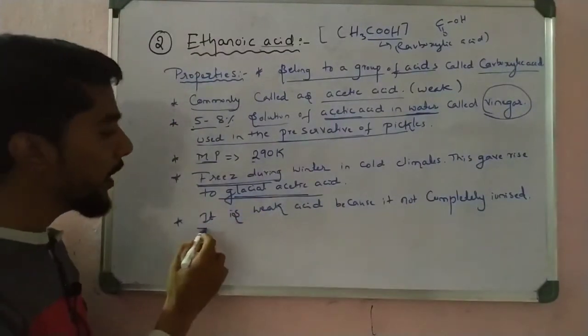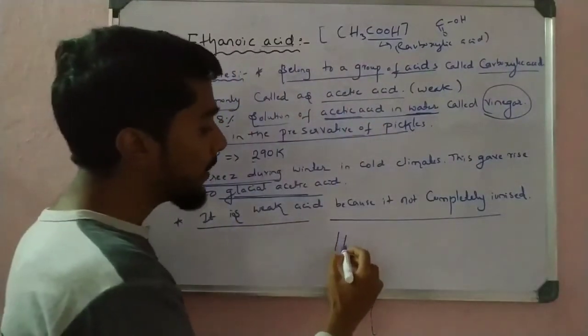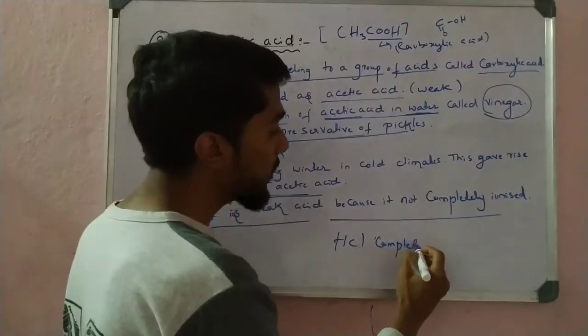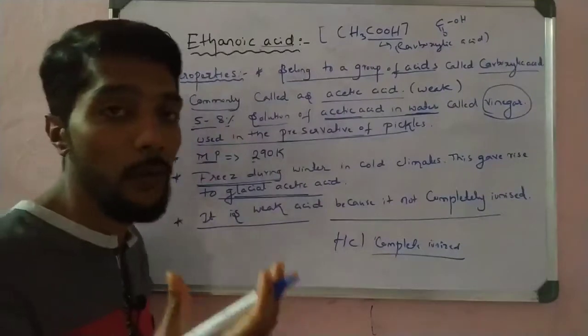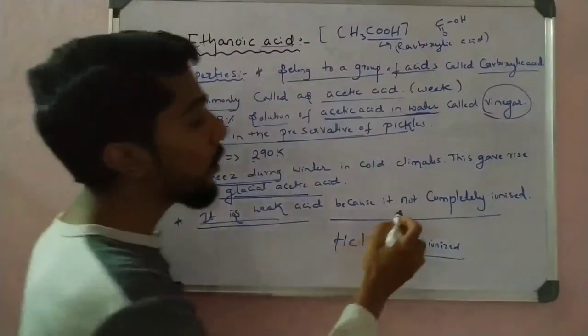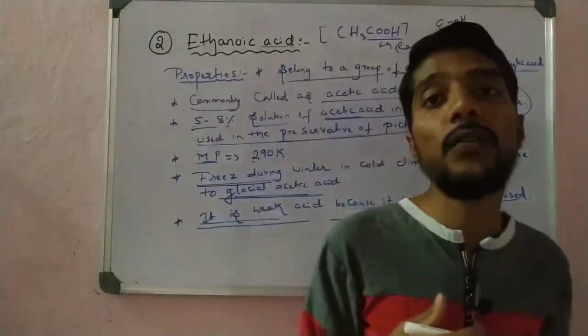Also, a repeated point: it is a weak acid because it is not completely ionized. We say that HCl is a strong acid. Why? Because it is completely ionized, it forms ions and is a good conductor of electricity. But this is called weak. Why? Because it is not completely ionized. It does not give many ions to conduct electricity. That is why they are weak acids.